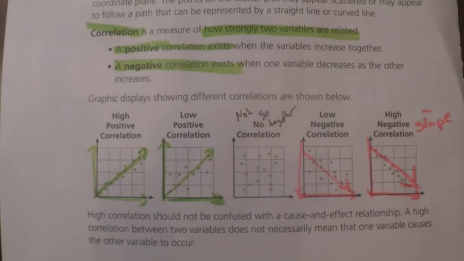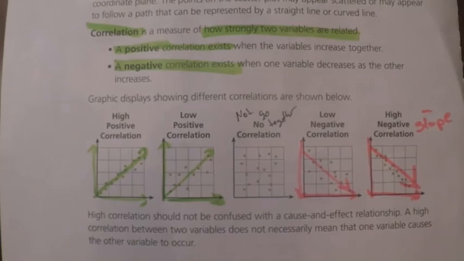So now it says high correlation should not be confused with cause and effect relationship. A high correlation between two variables does not necessarily mean that one variable causes the other to occur. So just because there's a high correlation doesn't mean that it is bound to happen, but it can mean that there's a possible relationship here.